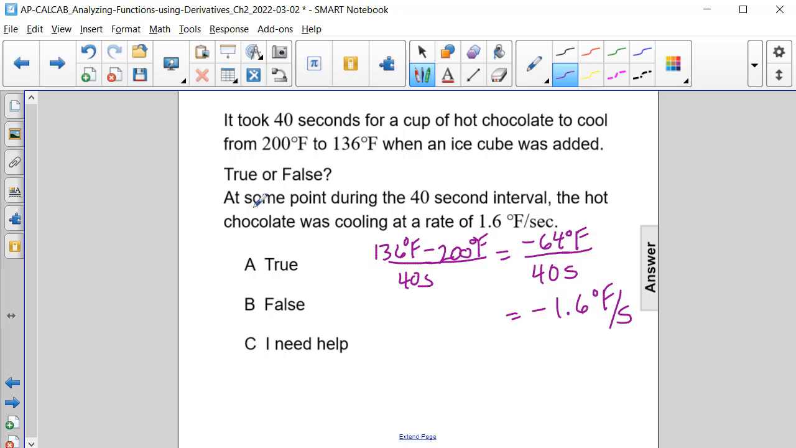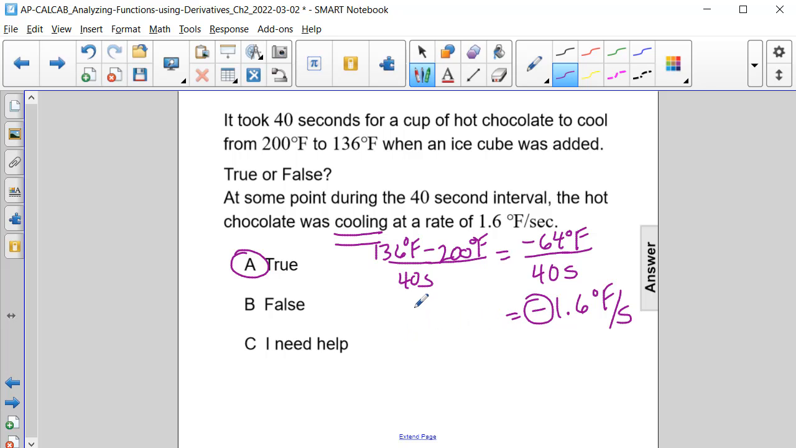So if we were to reread this: at some point during the 40-second interval, the hot chocolate was cooling, or decreasing in its temperature value, at a rate of 1 6/10 degrees Fahrenheit per second. Well, that's going to be true. And because we say cooling here, that tells us that this negative is indeed upholding.